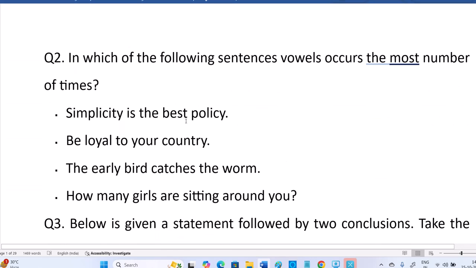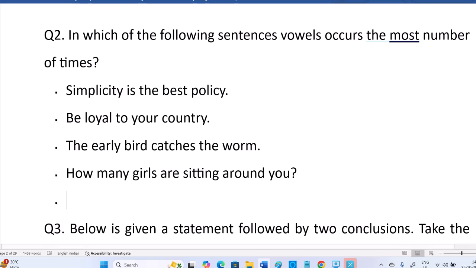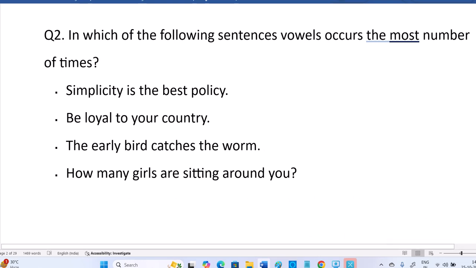Now see the second one. Most number of vowels occurred in which of the following sentences? These are the options; among them, which has the most number of vowels? See, in general, 90% of the times, the one with more vowels is the sentence which is larger. More words, more vowels will automatically come. So if the sentence is bigger, we have more chances to get more vowels. This is the option, and in fact, we can count it very fast as well.